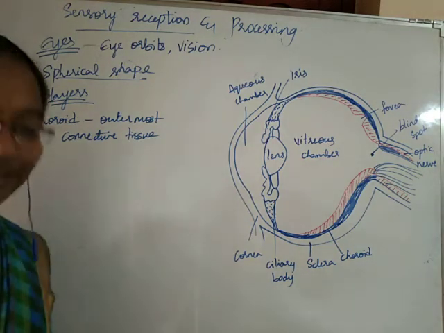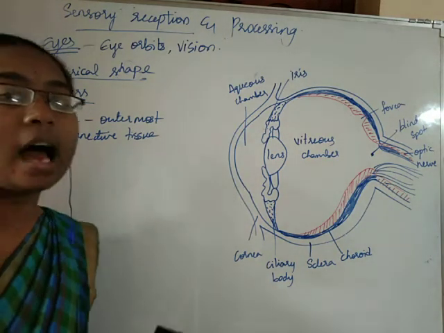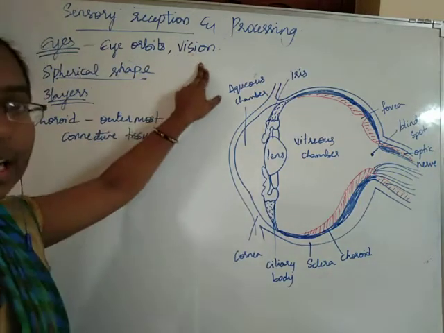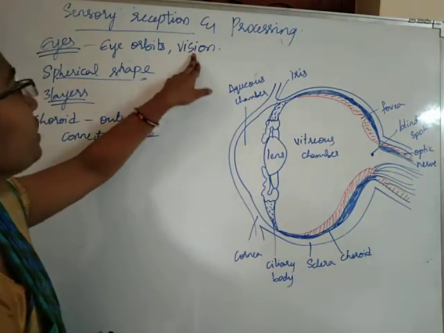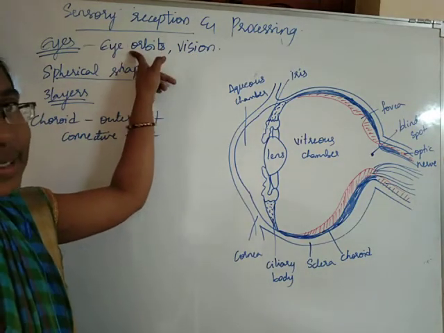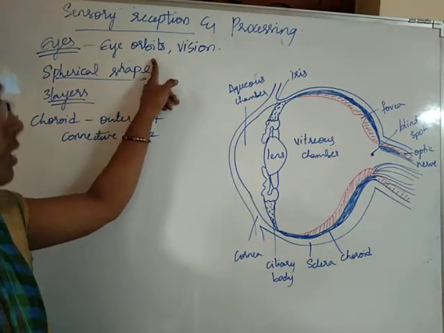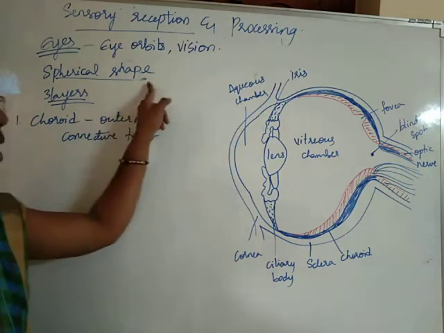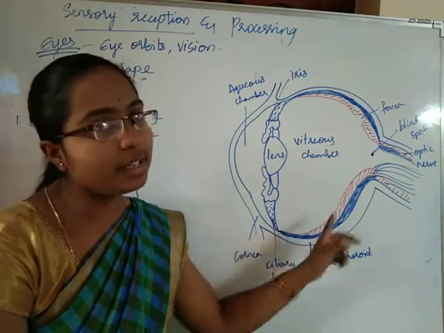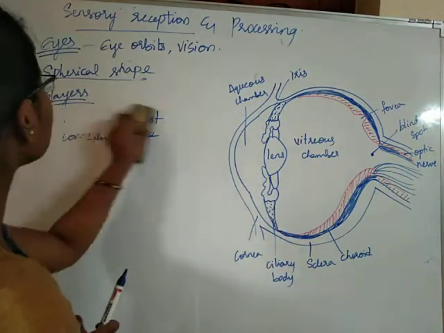So students, we are now going to learn regarding the eyes. Eyes are one of the sensory organs which are concerned with vision, and these eyes are present inside the eye orbits. Eyes have a spherical shape. You can observe the shape in the picture.